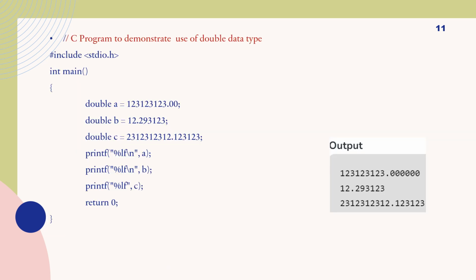And here is a program to demonstrate the double data type. As usual, we have written the header file and the main entry line for the program, and then we have made the declaration as a double data type with different variable names A, B, and C, and we have given different values. And if we ask the compiler to print the values of A, B, and C, you can see the output with the same precision.